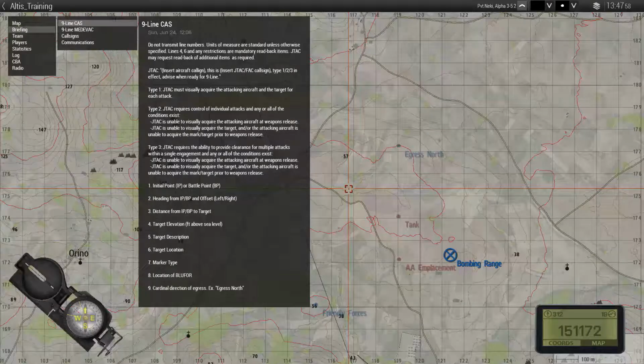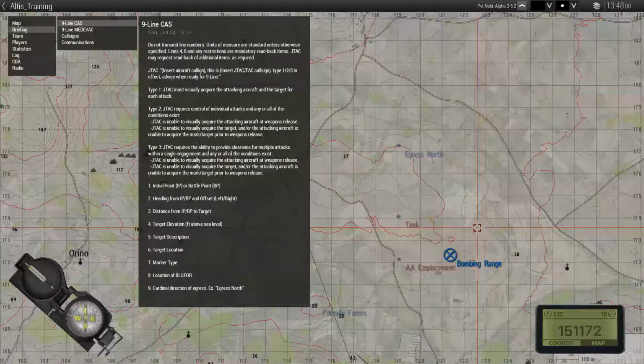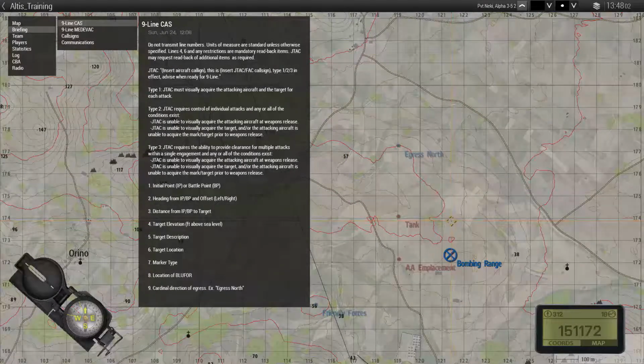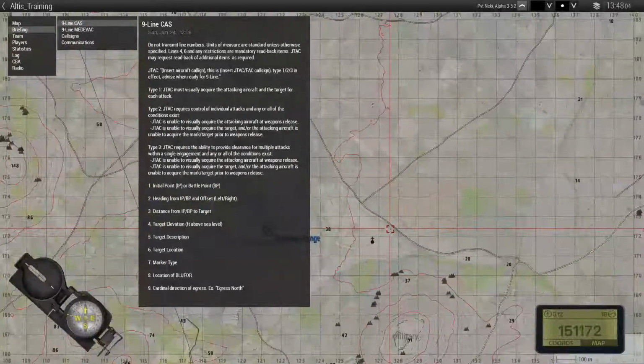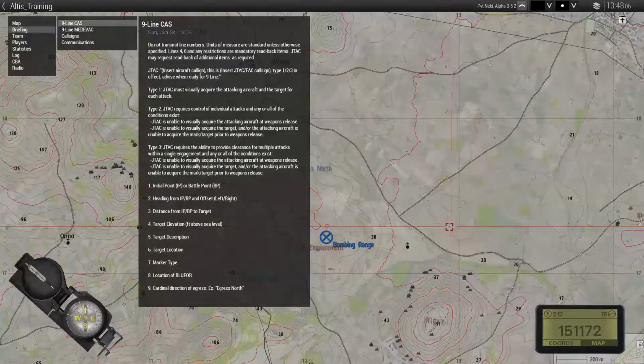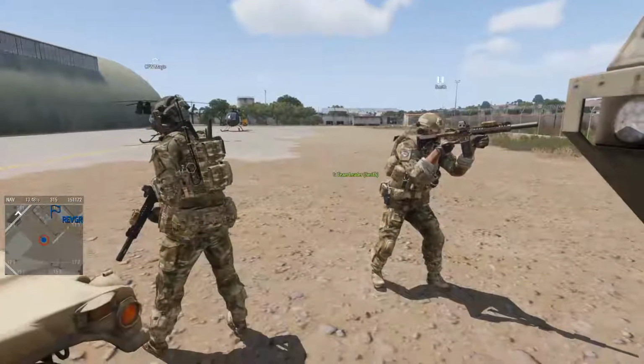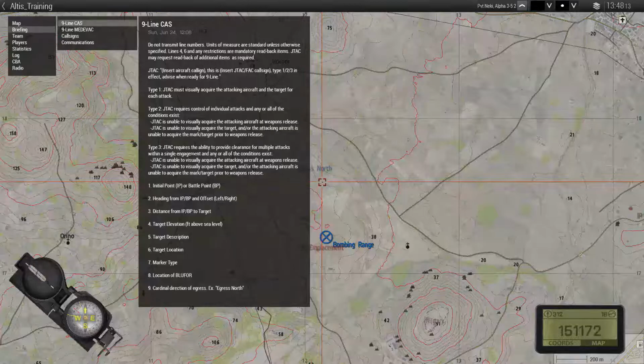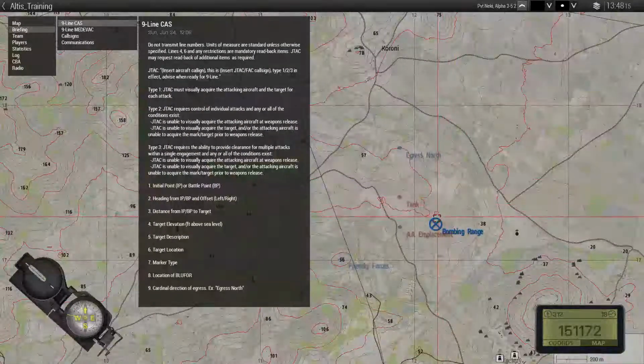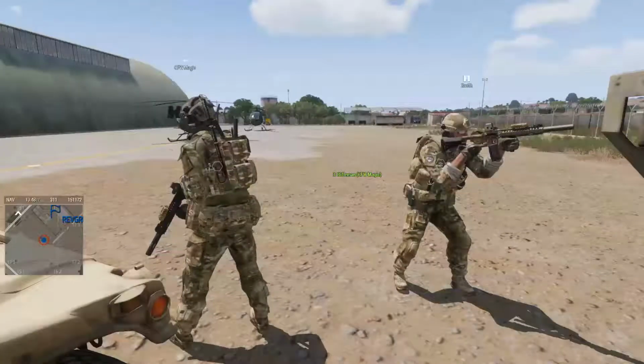Line 1 is also in grid, right? Line 1 is just a call sign. Copy that. All right, want to try to receive a 9 line from me? Sure. Okay, my call sign Phantom 1, your call sign Phantom 2. Works for you? Okay.